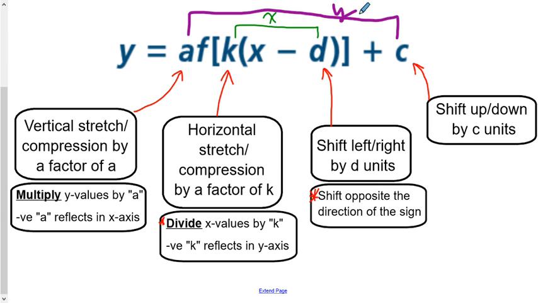And the things that affect x values behave opposite of how you think they would. So if something is multiplied by a k value, you divide all your x values by that. And our d value, we move the opposite direction than we expect, than the sign, okay? So that's kind of our big overview.